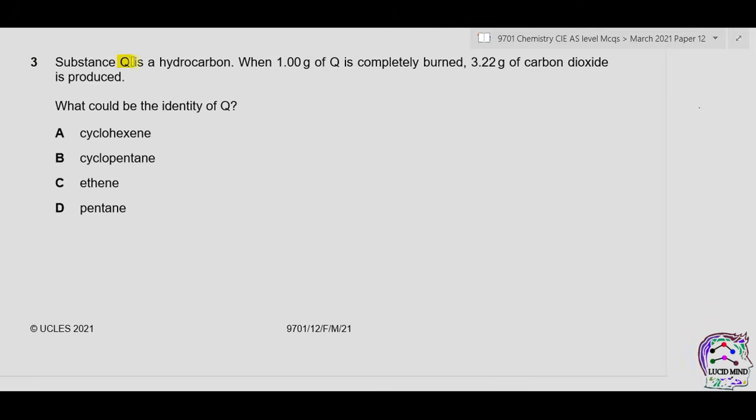Question 3. Substance Q is a hydrocarbon. When 1 gram of Q is completely burned, 3.22 grams of carbon dioxide is produced. What could be the identity of Q? Now let's find the formula and molecular mass of these given compounds. First one is cyclohexene. In cyclohexene we have 6 carbon atoms in ring structure. Also one double bond is present as it is alkene. Rest are the number of hydrogen atoms. In double bonded carbon we just have 1 hydrogen atom each.